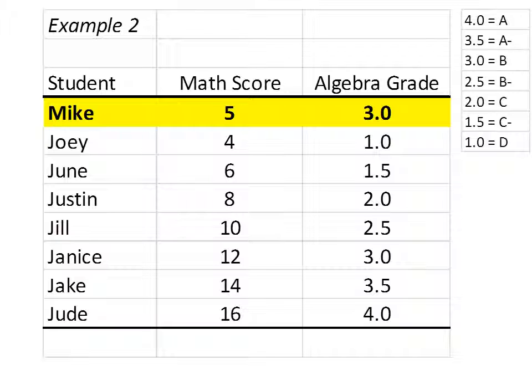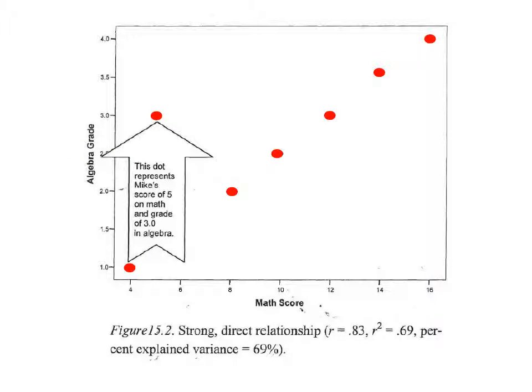Now let's look at example 2. This is the same as example 1, except Mike's math score and algebra grade have been added. While Mike is near the bottom in math, with a 5, he is about in the middle of the group in algebra grade. As it turns out, for the data in example 2, the r is 0.83. You can see that at the bottom of figure 15.2, which indicates the relationship is strong. It applies to all students except Mike, but it is not perfect because of Mike.